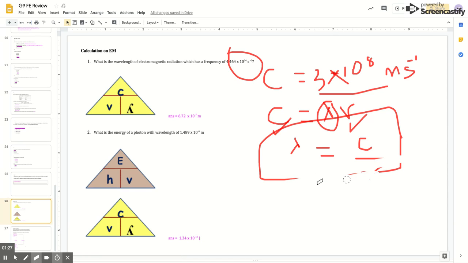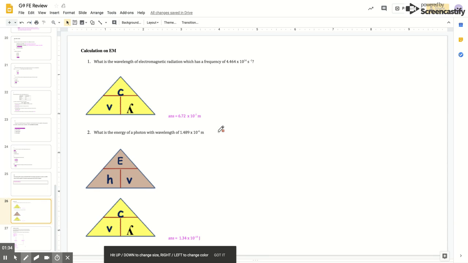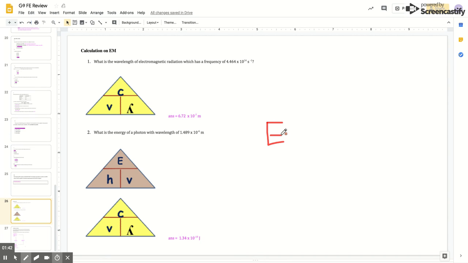Now for the second question, right? The second question is basically asking you to solve for the value of the energy given the wavelength. Now this one requires 2 major steps. So the first thing that you know, or what's given to you in the test, is E is equal to h, which is Planck's constant, times the frequency, h times v, right?